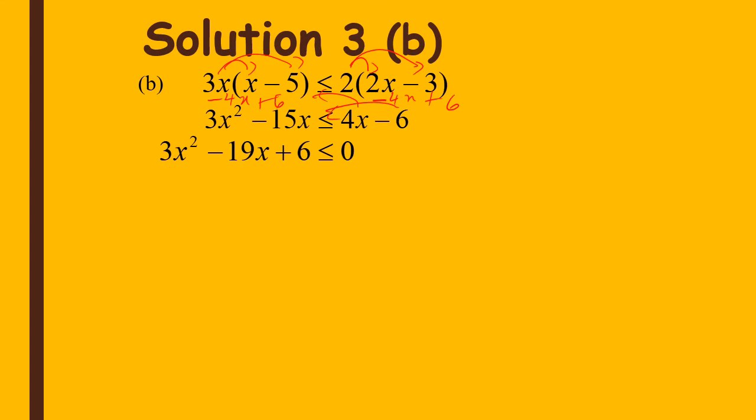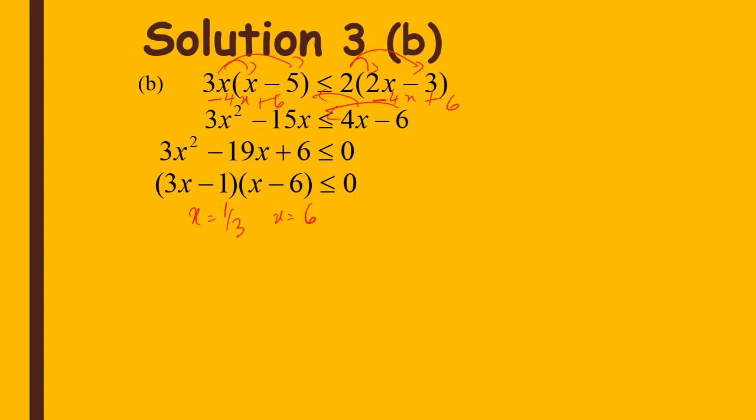equal to 0. Now we have the form of ax squared plus bx plus c less than or equal to 0. And then the next step, it should be, yes, factorize. So factorize 3x squared minus 19x plus 6 will be (3x minus 1)(x minus 6) less than or equal to 0. Okay, so we know what is the value of x here. x equal to 1 over 3, x equal to 6.